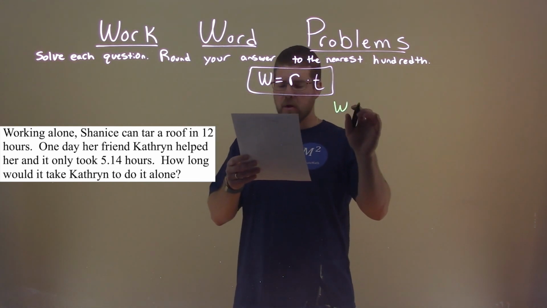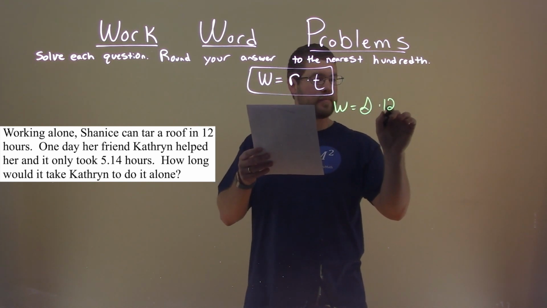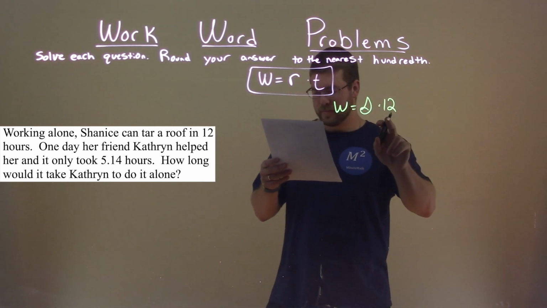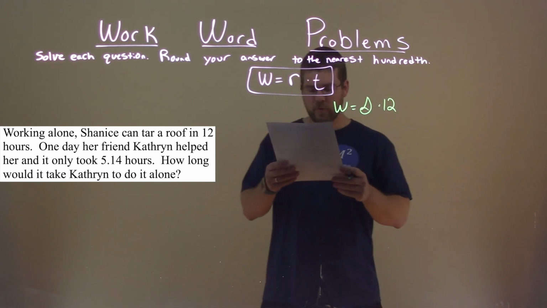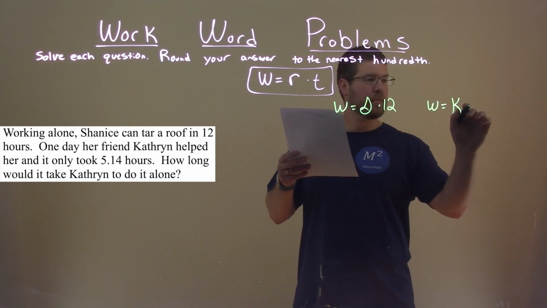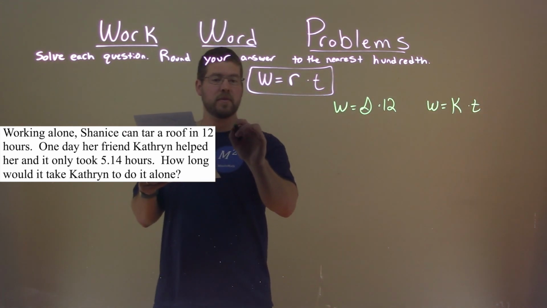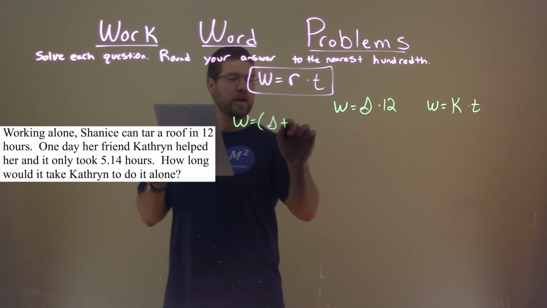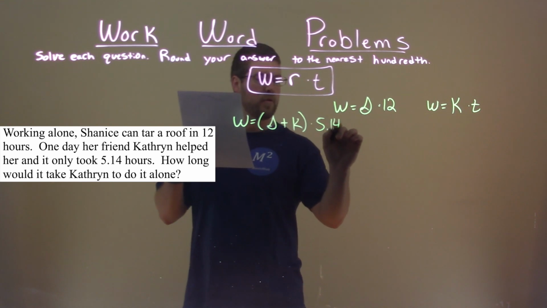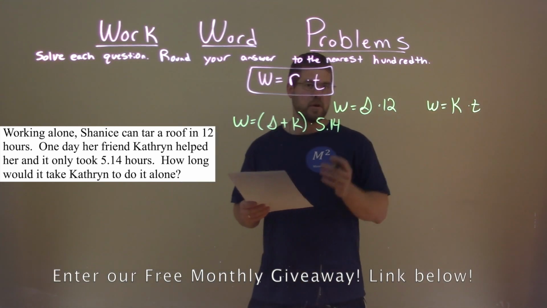The work done of tarring the roof takes Shanice a total of 12 hours. So the work done equals Shanice's rate times 12 hours. Then her friend Catherine, her work rate we can call a variable K, times time. We don't know what those are. What we do know is when they work together, doing the same job, we have S plus K, and it took them a total of 5.14 hours. And we actually now have the 3 equations we need to solve this.